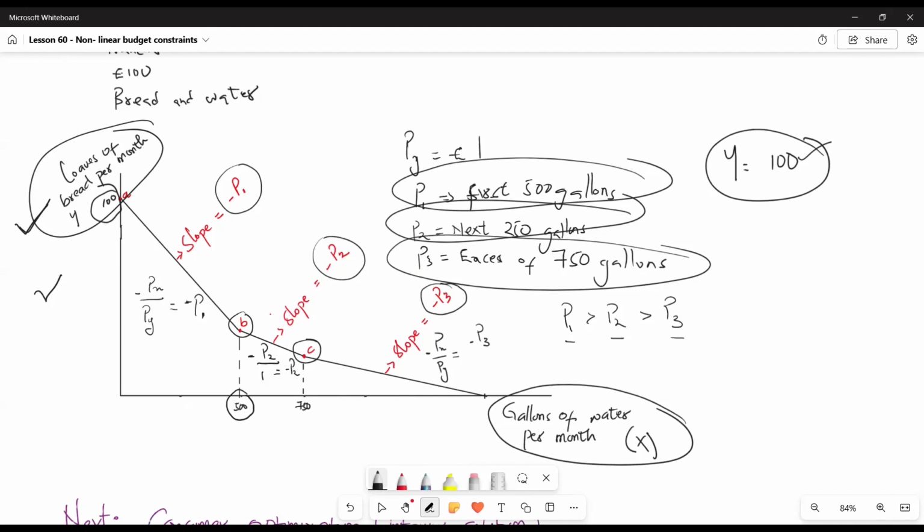So when the price per unit of a commodity varies with the number of units purchased, the budget line is no longer a straight line. The changes in the price are reflected in the slope of the budget line, which leads to a non-linear budget line. This is all that we have in our lesson on non-linear budget constraints. The next lesson will be on consumer optimization, looking at the interior solution.